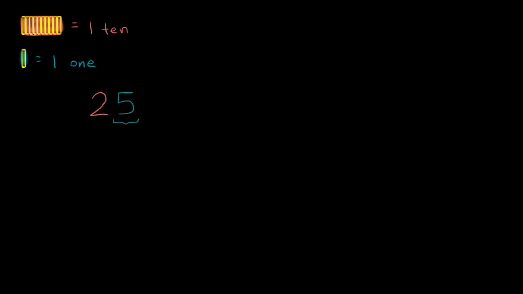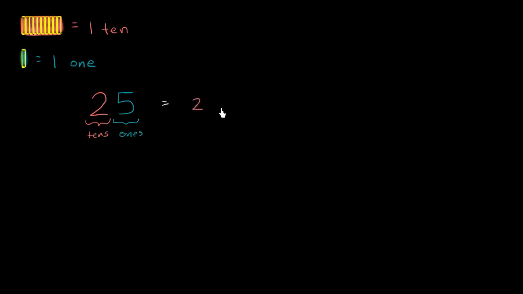And this 2 right over here, this is in the tens place. So let me write that down. That's the tens place. That's the ones place. So this represents 2 tens. What do I mean by that? Well, another way to write this is this 2 represents 2 tens. So let me write that down.